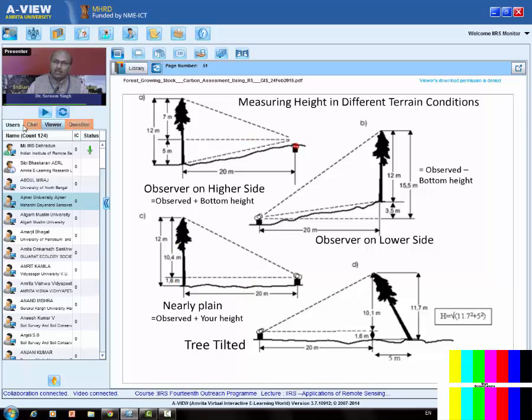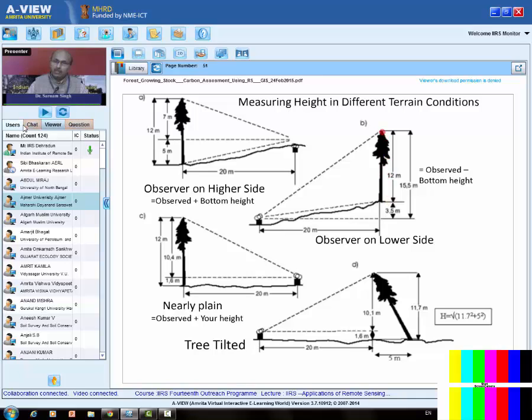If you are standing on the hillside, on the upper side, what you are measuring is this part, and this part is left out. So this plus this, that is the bottom height. First I will click once here, then I will click at the bottom. These two things I will add up, and I will get the total tree height. In many cases, I will be standing below the tree, on the slope side in the valley, then I will be overestimating the height.